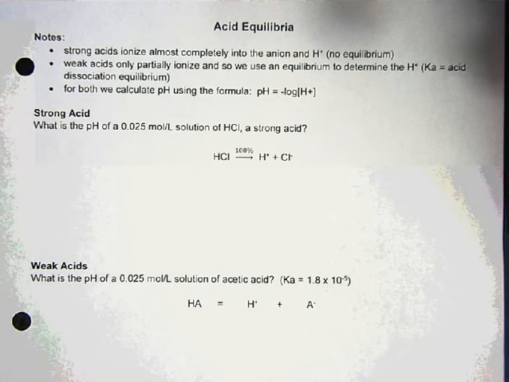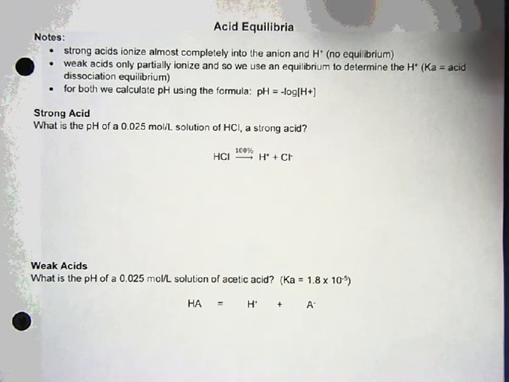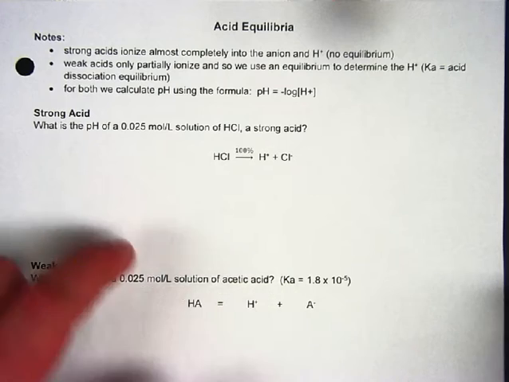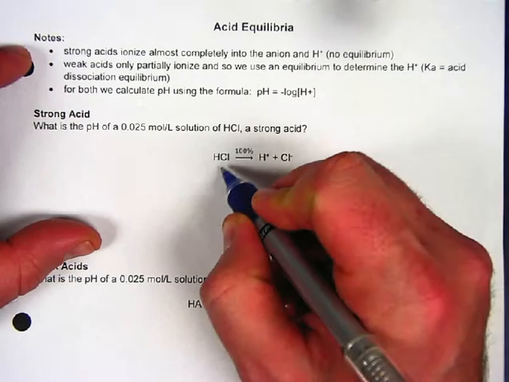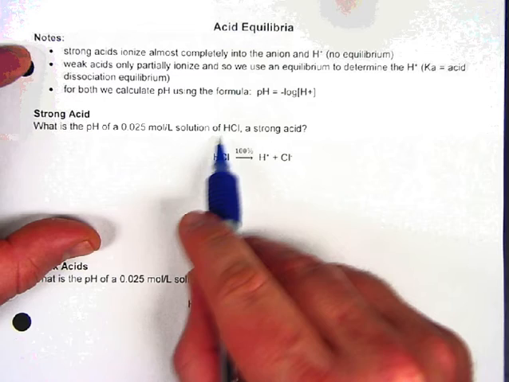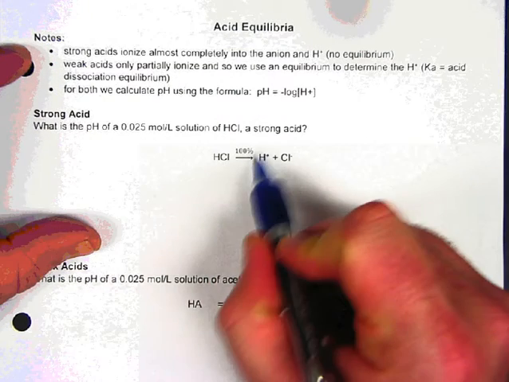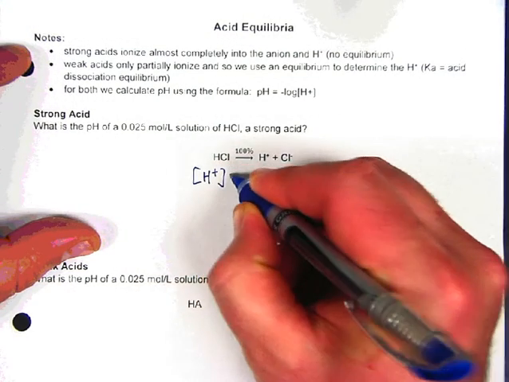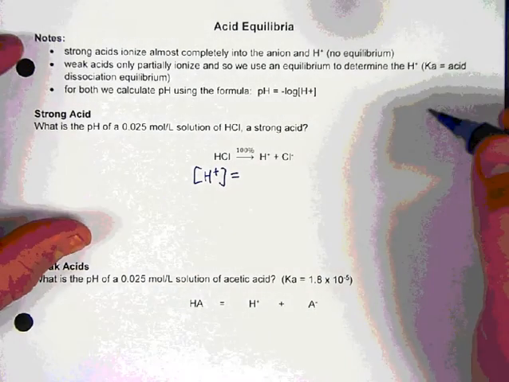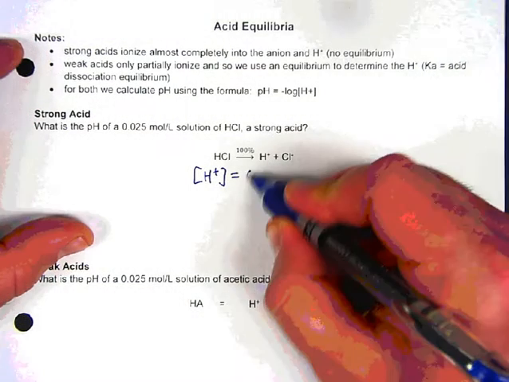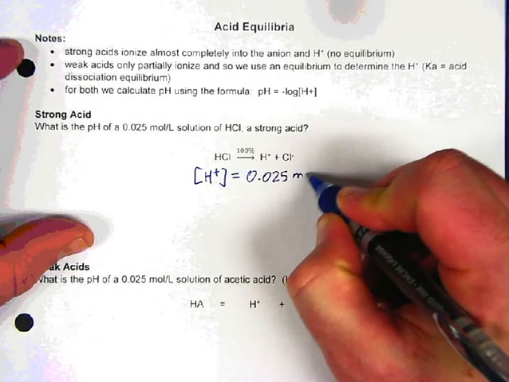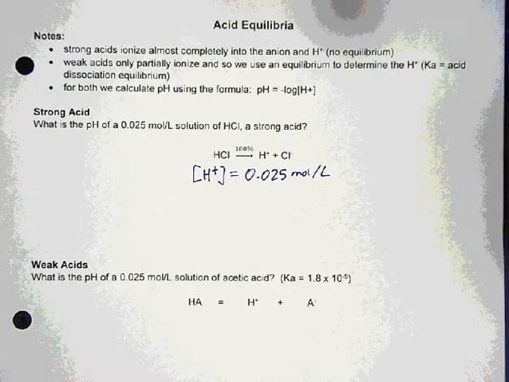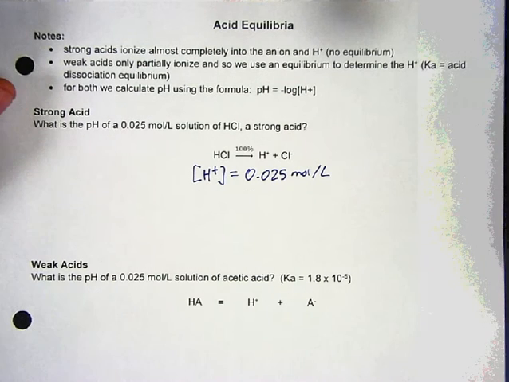For a strong acid, what is the pH of a 0.025 mole per liter solution of HCl, which is a strong acid? Well, because the concentration of the HCl was 0.025 and 100% of it gets turned into these two components, the H plus concentration is exactly equal to the acid concentration. So the H plus concentration is 0.025 moles per liter. There's actually no HCl present anymore in the solution.